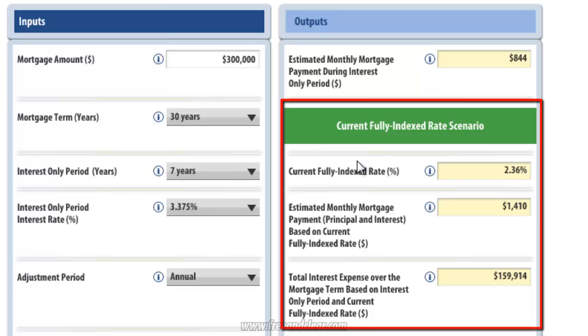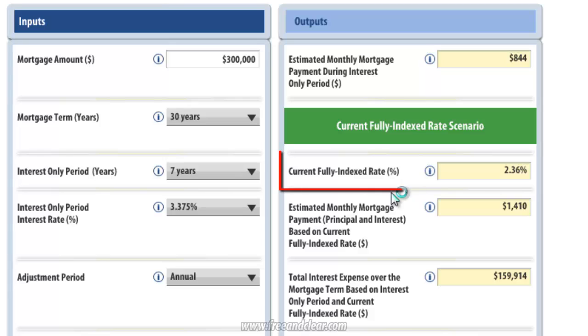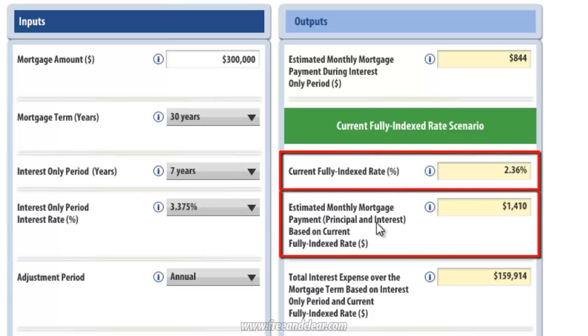In this scenario, we use the current fully indexed interest rate, or 2.36%, as our interest rate throughout the adjustable rate period, so for the final 23 years of the mortgage. Although it is highly unlikely that the interest rate does not change over the adjustable rate period, this scenario gives us a sense of what our interest-only mortgage could look like in the future. First, we show the current fully indexed rate based on our inputs, and then we show the estimated monthly mortgage payment using the current fully indexed rate.